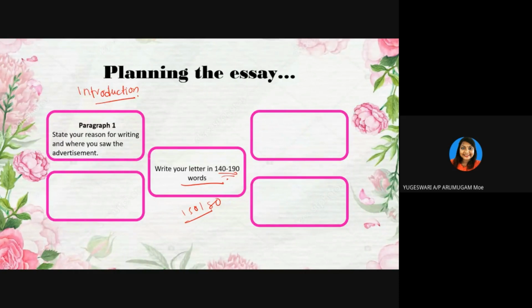After the introduction, you go for paragraph 1 and then you state your reason for writing. Why are you writing? You need the purpose. You always need the purpose. And then after you state the purpose, you talk about where you saw the advertisement. Just imagine it's an advertisement. Did you see that on TV, internet, or from some people?